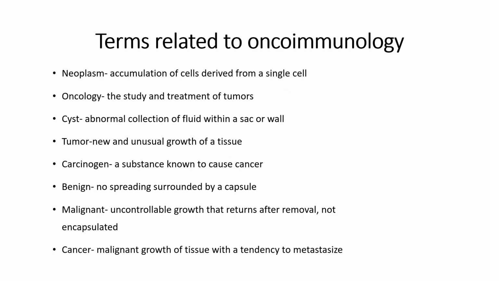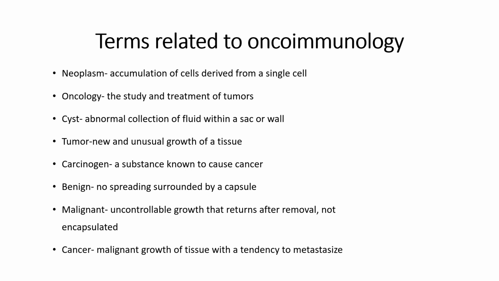We need to start with a few terms related to oncoimmunology, and that's basically when cells form abnormal masses. Neoplasm is an accumulation of cells derived from a single cell, also known as a tumor. Oncology is the study and treatment of tumors. A cyst is an abnormal collection of fluid within a sac or wall. A tumor is a new and unusual growth of a tissue. A carcinogen is a substance known to cause cancer. It could be chemicals, viruses, things like that.